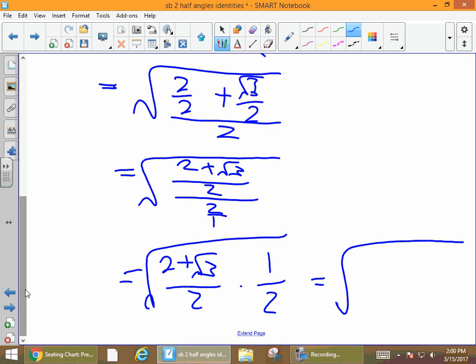So when we multiply fractions, we multiply straight across, so top by top, bottom by bottom. So 2 plus radical 3 multiplied by 1, anything multiplied by 1 is itself, so we'll have 2 plus radical 3 on the top, and then 2 times 2 is 4 in our denominator.